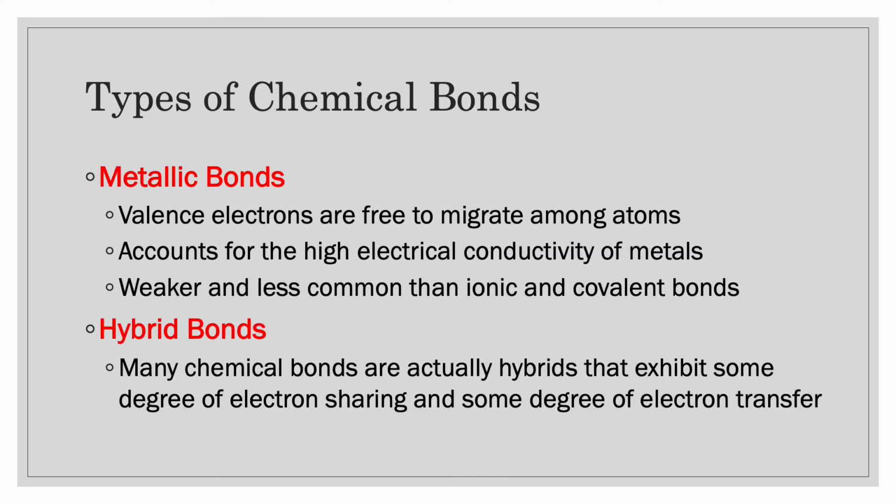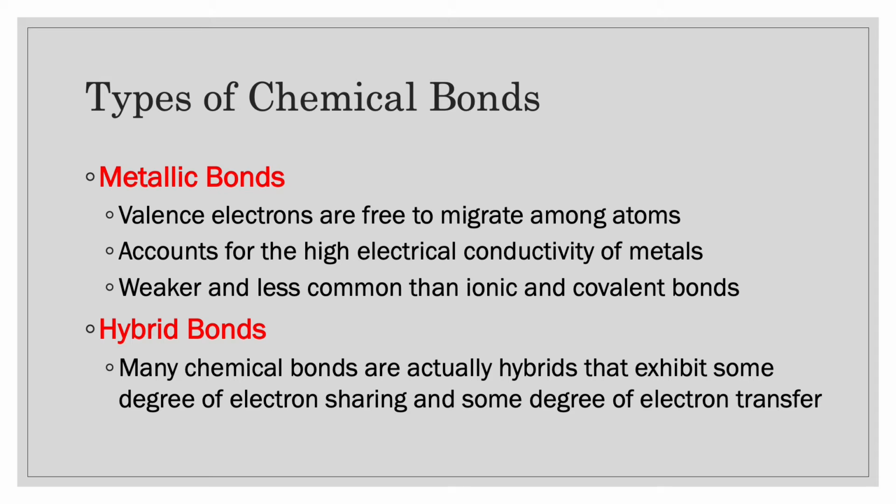Another type of chemical bond are metallic bonds. And these bonds, as you might imagine, are bonds that occur between two metals, two elements that are metals in the periodic table. And in metallic bonds, interestingly, the valence electrons, or the electrons in the outermost shell around the atom, are free to migrate among the atoms within the bond. And this is actually why metals often have a high electrical conductivity.